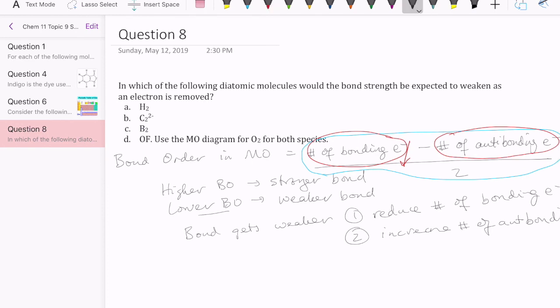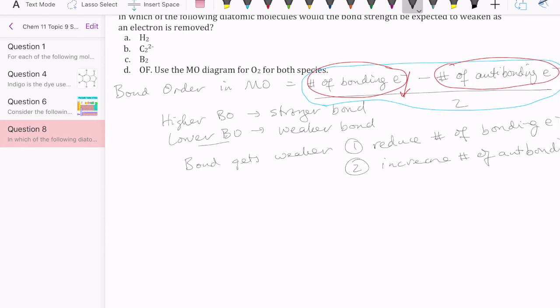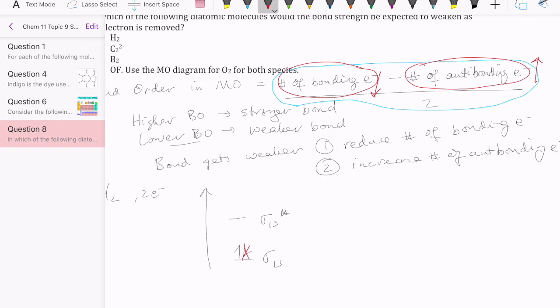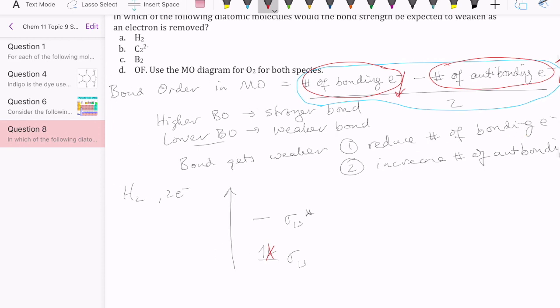So let's use that to analyze the different species that we're given. We start with H2, and H2 has 2 valence electrons. The molecular orbital diagram of H2 is fairly simple. There are only 2 molecular orbitals, sigma 1s and sigma 1s star. Because it's 2 electrons, they're just going to go there. Now the question is, if you remove one of these electrons, what would happen to the bond? Well, it'll get weaker, because what you're removing here is a bonding electron. So if you reduce the number of bonding electrons, your bond gets weaker.